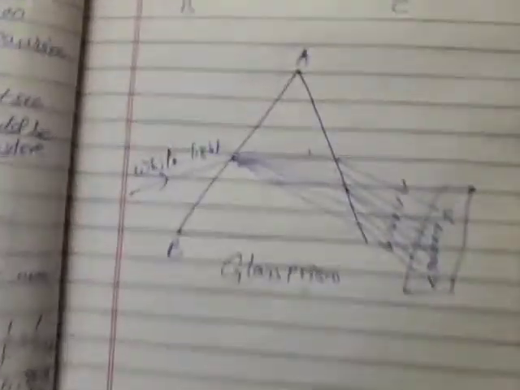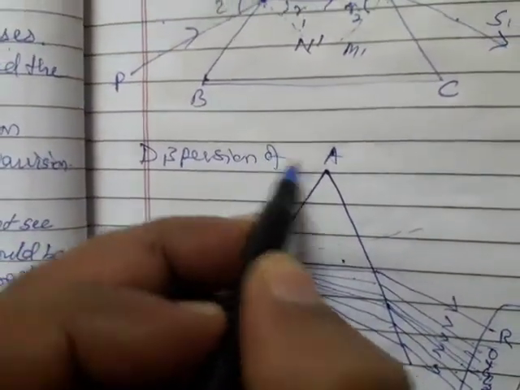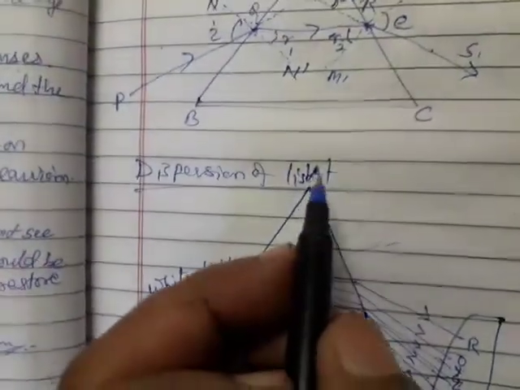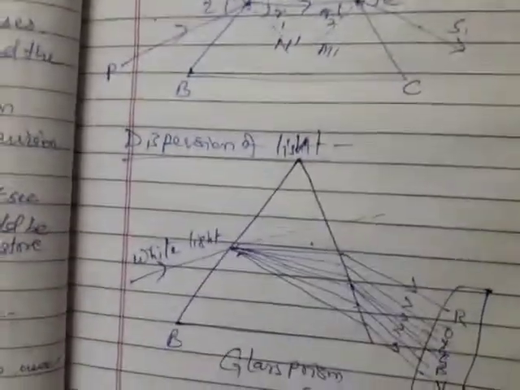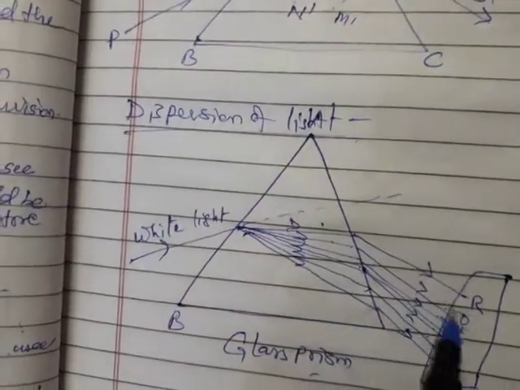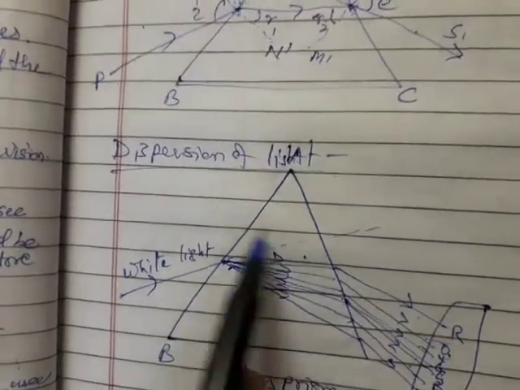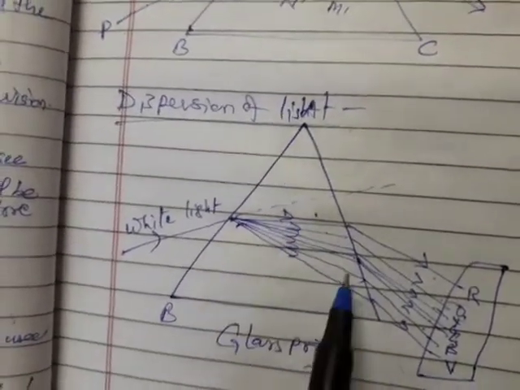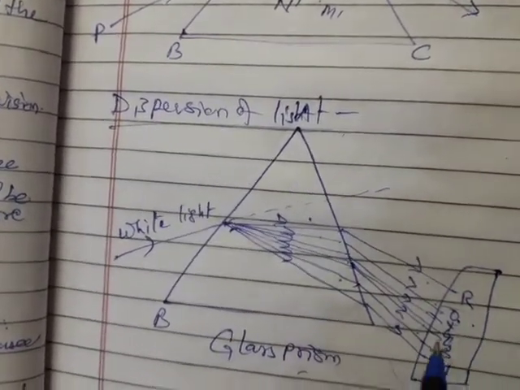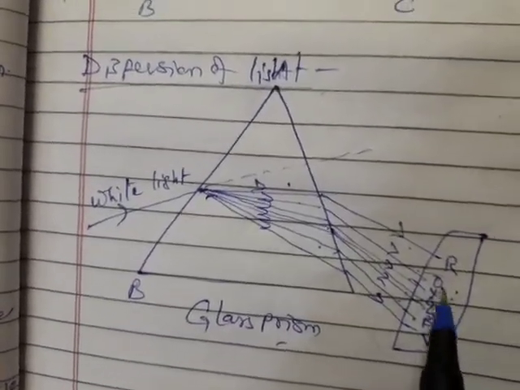So what is called dispersion of light? The phenomenon of splitting up of white ray of light into its 7 constituent colors is called dispersion of light. Once again, the phenomenon of splitting up of white ray of light into its 7 constituent colors is known as the dispersion of light. The band of 7 colors obtained on the screen is called spectrum.